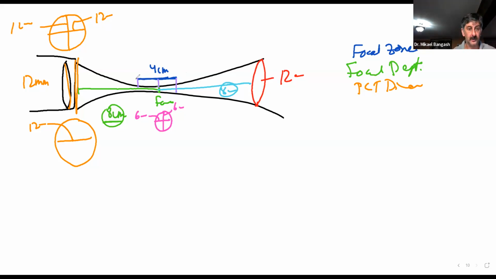So your focal zone is going to start at a depth of 6 centimeters, because you go 2 centimeters back from the focal point, which was at a depth of 8 centimeters. Whereas if they ask where the end of the focal zone is, you say it's 8 plus another 2 centimeters, so that becomes a depth of 10 centimeters. That's the end of the focal zone.